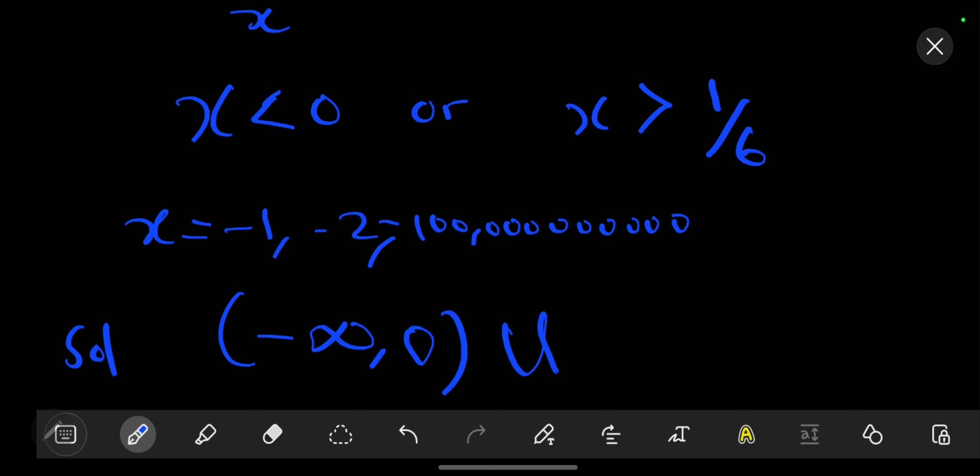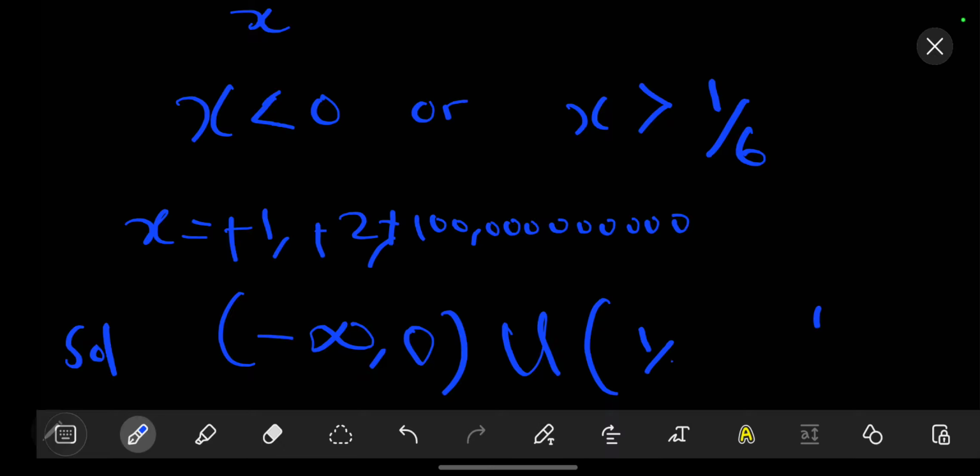Then where there is O, you are going to use union. Then you have, if x is greater than 1 over 6, it means to say x could be 1, it could be 2. We can just change this: +1, +2, positive. All the numbers continue like that. So the highest you will go is positive infinity.